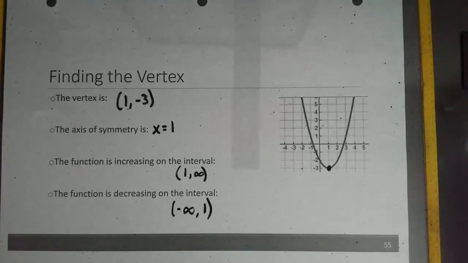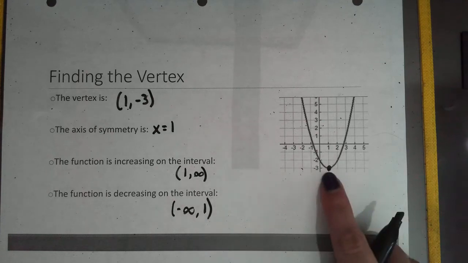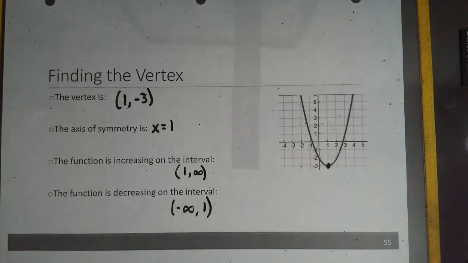Now remember that for increasing and decreasing, we're always going to use parentheses on both sides of the interval because at the value 1, we are not increasing and we are not decreasing. We are just standing at a point. So at that point, we are not increasing or decreasing.